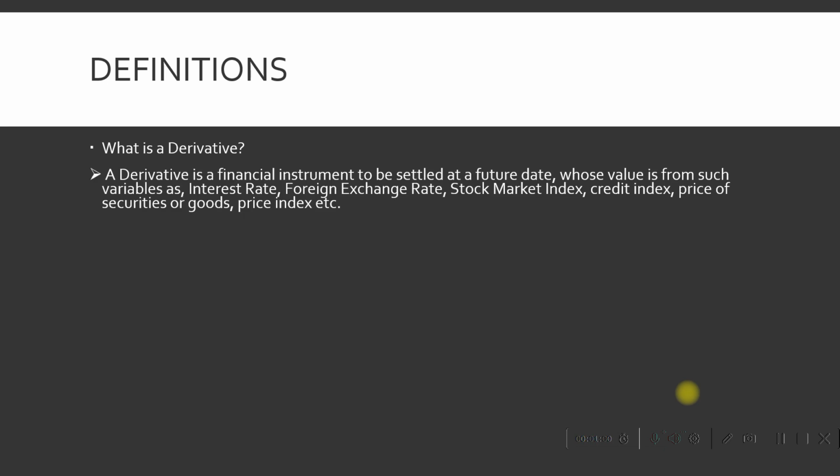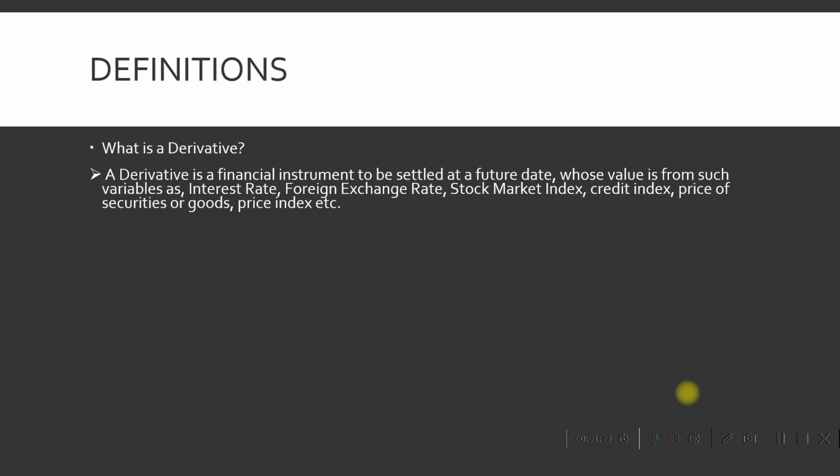So what is a derivative? It's a financial instrument which is settled at a future date. And what is it that it is based on? What its value is based on is actually variables, which may be interest rate. What is the current interest rate in the market? Foreign exchange rate. What exactly is the foreign exchange rate between currencies? So it may be dependent on that.